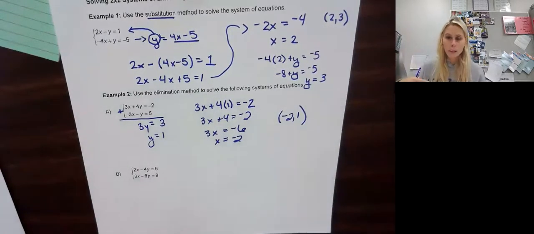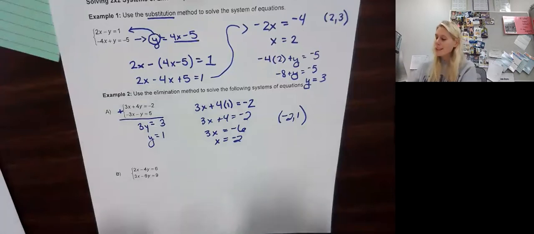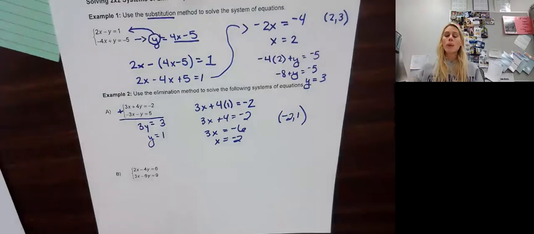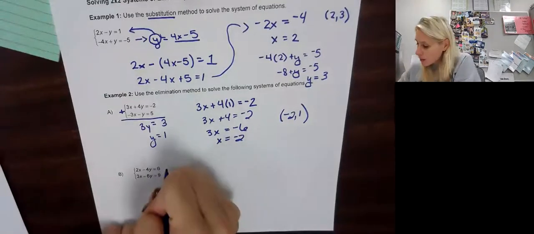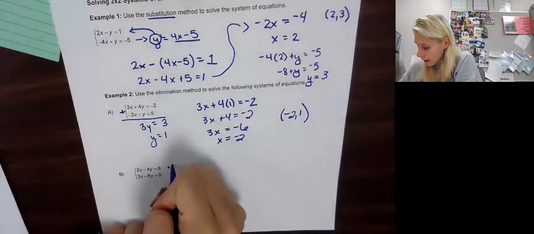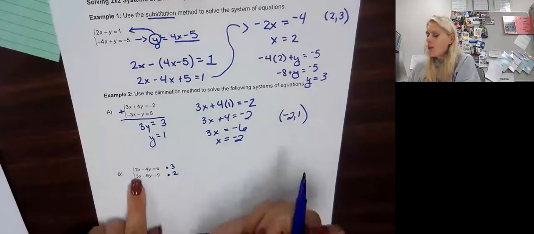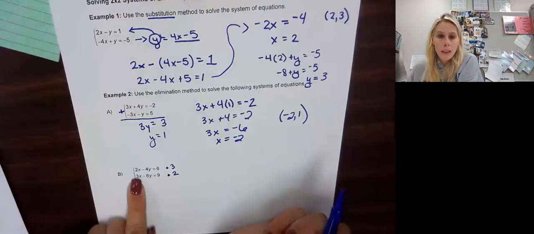Okay. In B, if we look at B right away, because this is elimination, I should be able to add or subtract straight down. But as you can see, our x's and y's don't equal each other. So what can I do? Well, what I have to do is multiply the equations to be able to have them match. So I'm going to multiply the top equation by 3, the bottom equation by 2, so I can get the x's to be the same.